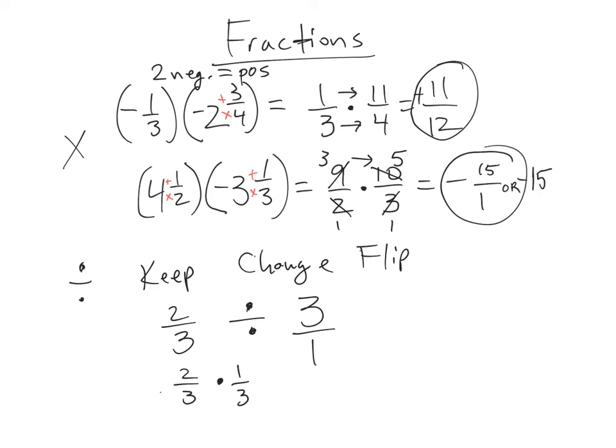I look at my corners. There's nothing I can factor out, so I end up with 2/9. And if one was negative, it would be negative, and if both of these numbers were negative, it would be positive. So just remember that. So multiplication and division is quite a bit easier.